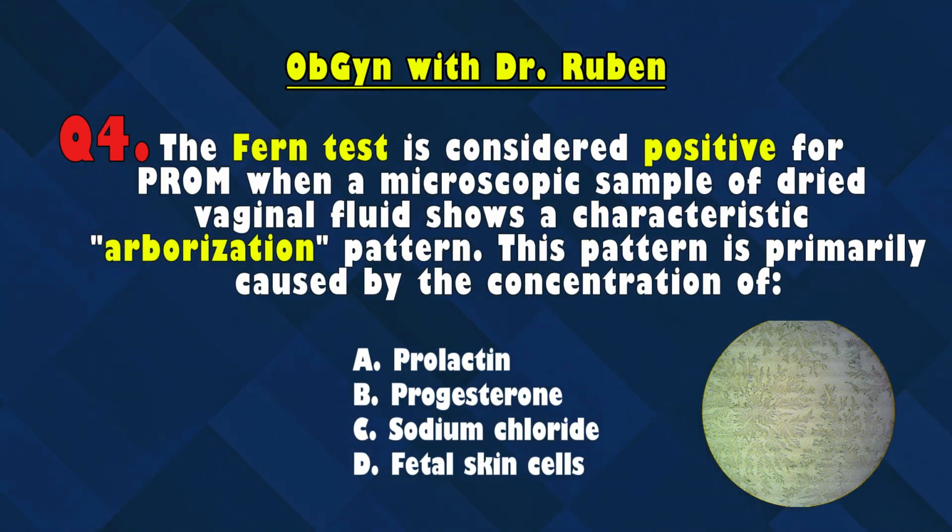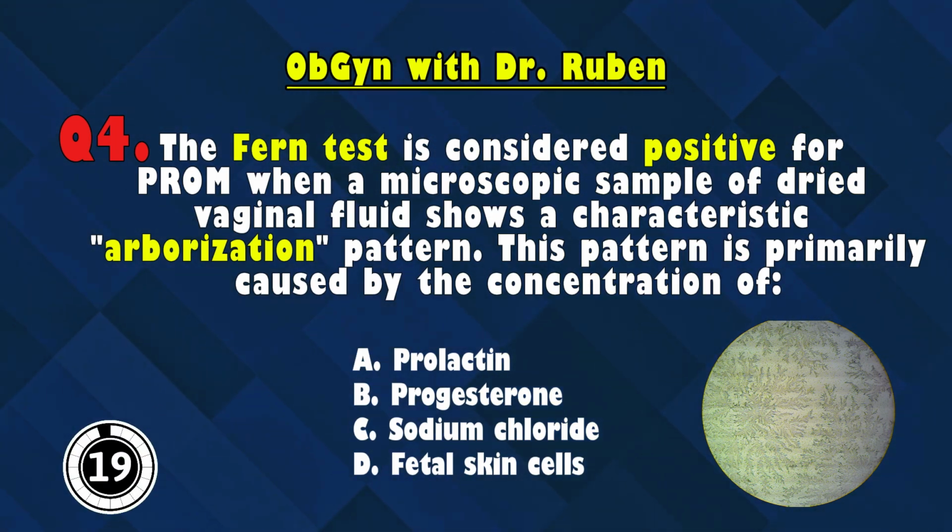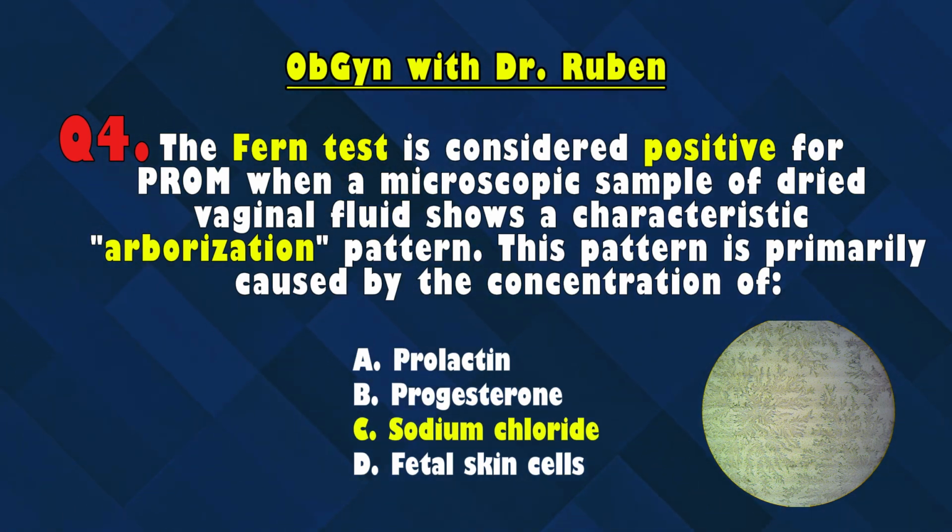Question number 4. The Fern test is considered positive for premature rupture of membranes when a microscopic sample of dried vaginal fluid shows a characteristic arborization pattern. This pattern is primarily caused by the concentration of what? The correct answer is C, sodium chloride.